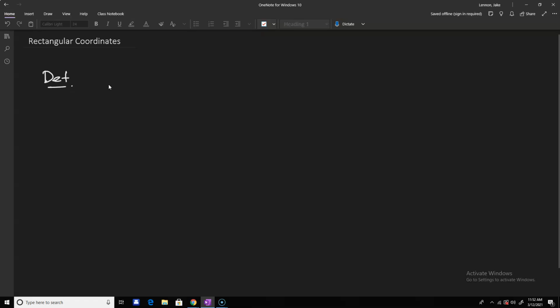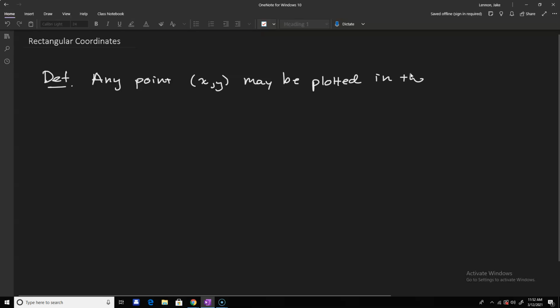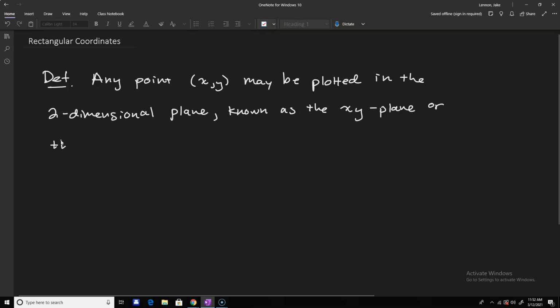So, any point x comma y may be plotted in the two-dimensional plane known as the xy plane, or the Cartesian coordinate plane, after its inventor, the French mathematician and philosopher René Descartes.